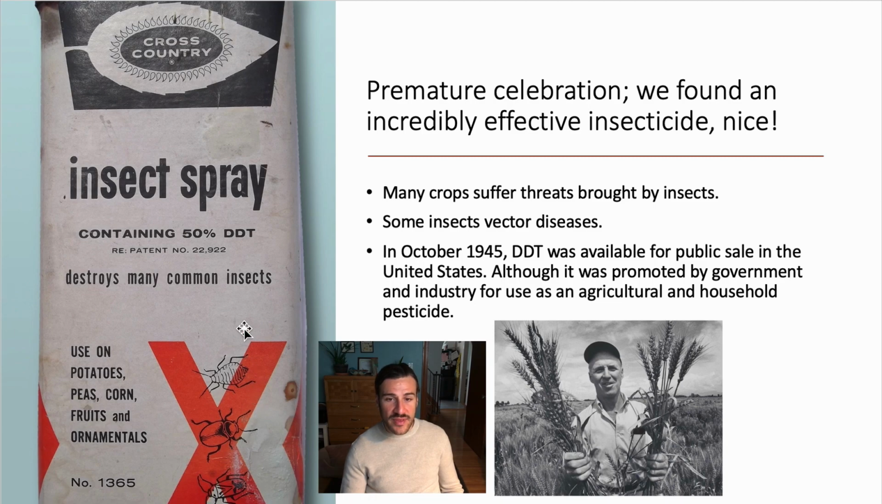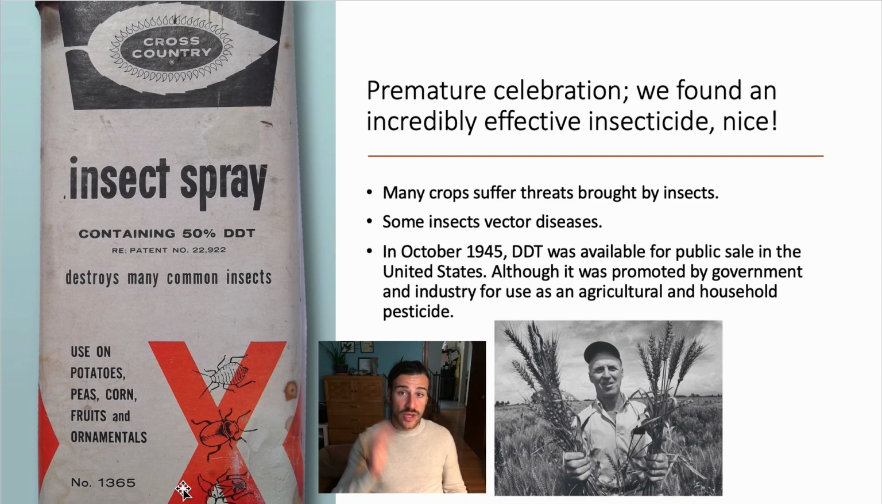You can see this is actually an old container, and it has 50% DDT. You see the patent number, and it is a broad range insecticide, so it reduces many different insects. So to the consumer, this is really good. It's kind of a one-stop shop. Oh, I don't even know what kind of bug is infesting my tomato plants, but DDT has a wide niche of killing insects, right? It's not very specific. So that's good for the everyday person who doesn't understand ecology, for example.